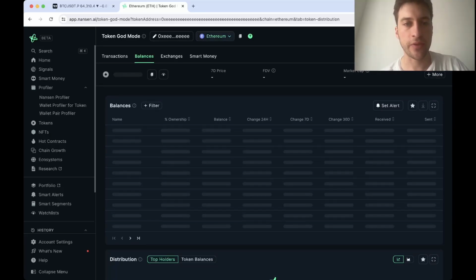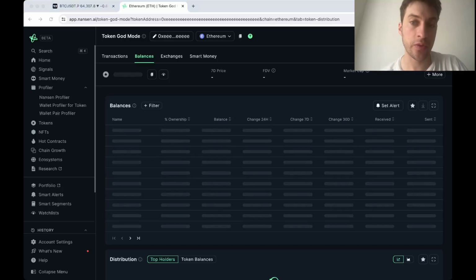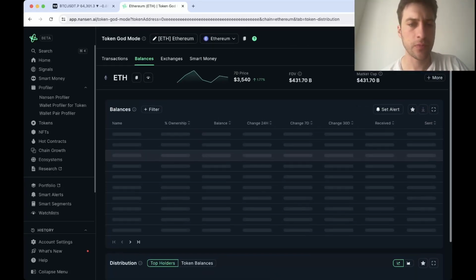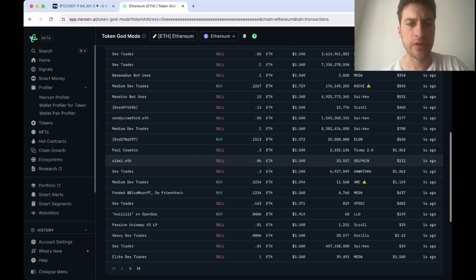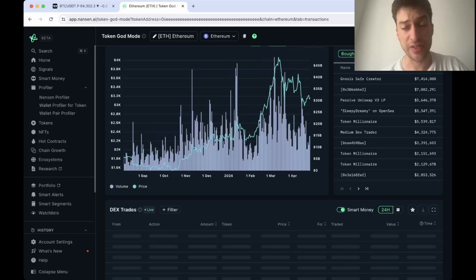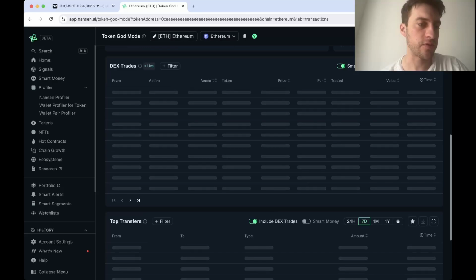So it might take a little bit for this to load. But essentially what this page is going to show you is how much of Ethereum, or really any asset that you're looking at, is staked, how much of it is in a single wallet, how much of it is in multiple wallets. So looks like the transactions page is loading fine, but yeah, so here's the DEX trades. So this is another really cool thing that you can do. You can sort this by smart money, see all the smart DEX trades across many decentralized exchanges and decentralized wallets. You can see a lot of other things like top transfers as well.